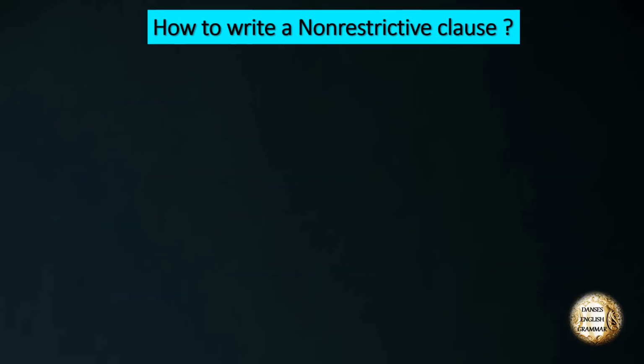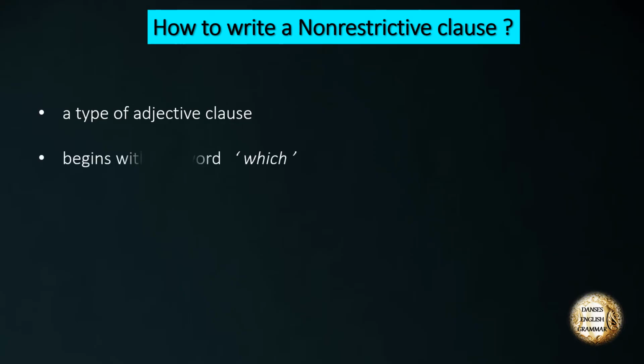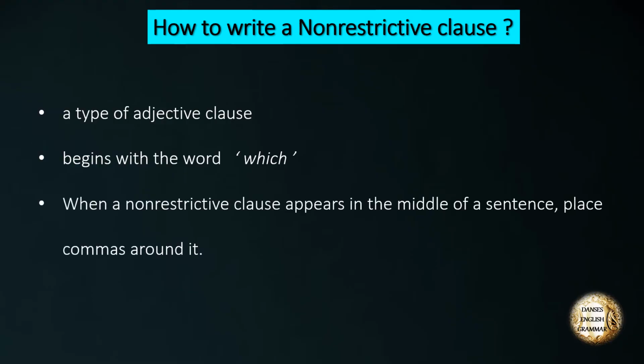Now, how to write a non-restrictive clause? Now, you should know that it is a type of adjective clause, and you usually begin with the word which. And when a non-restrictive clause appears in the middle of a sentence, you need to place a comma around it. So, let me repeat. A non-restrictive clause is a type of adjective clause. You always begin with the word which. And when a non-restrictive clause appears in the middle of a sentence, you have to place a comma around it.